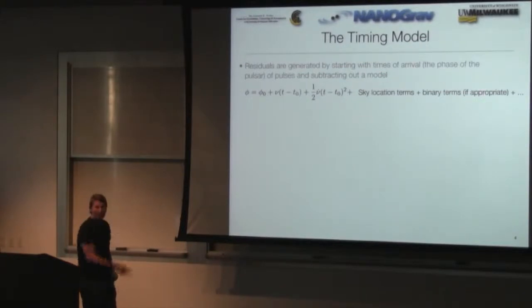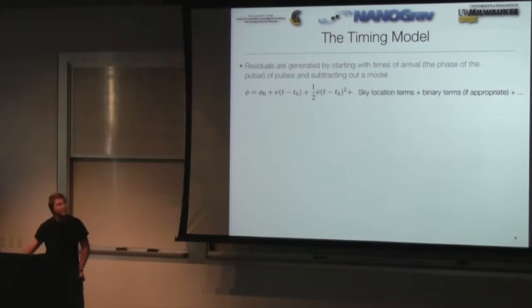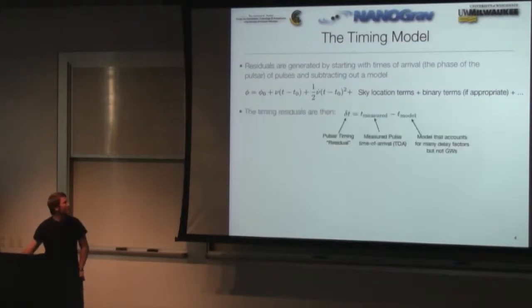So you have to take into account the fact that the telescope's on the Earth, and it's going around the sun. You have to have the sky location right, or else you're going to get these big year-long sinusoids in your data. And then most of these pulsars are in binary systems. So you have to take into account the fact that the binary has some period, and you might be able to measure some post-Newtonian effects, which also come into this timing model.